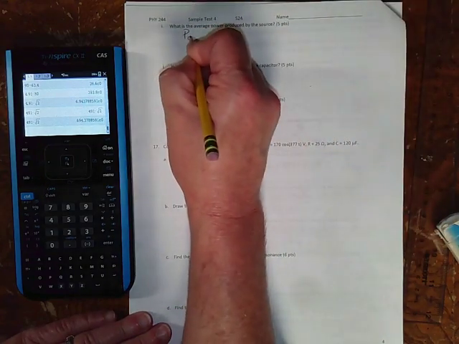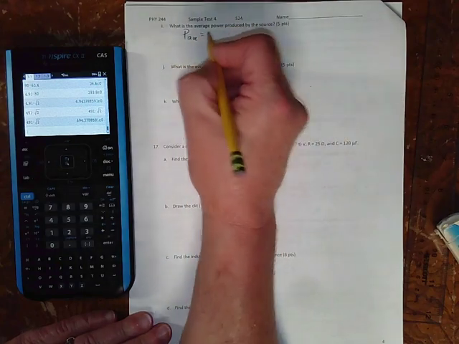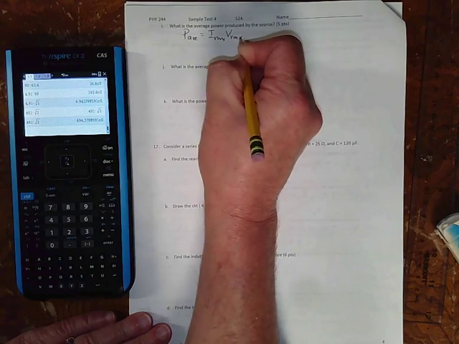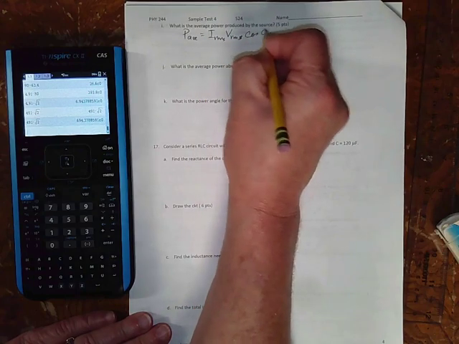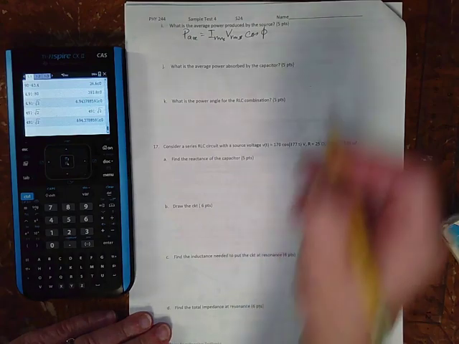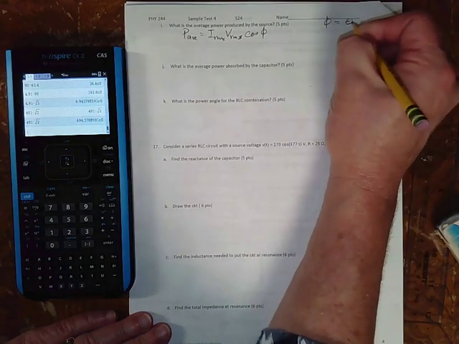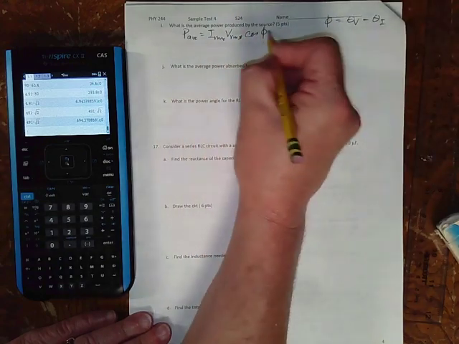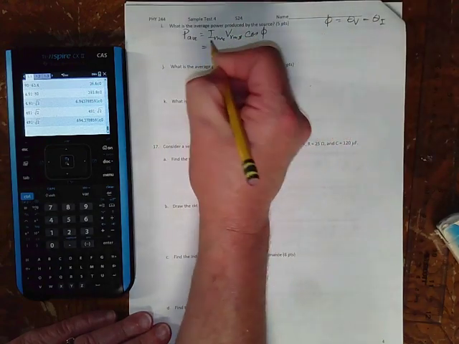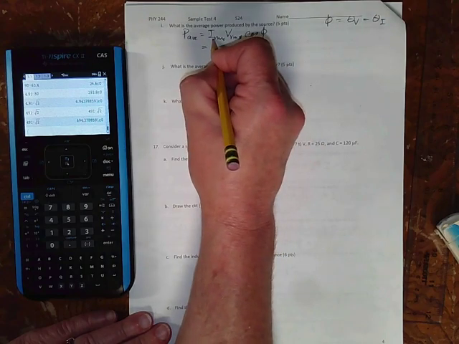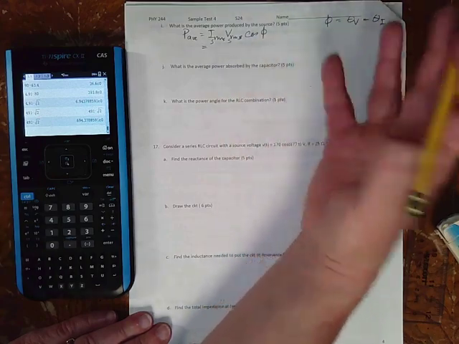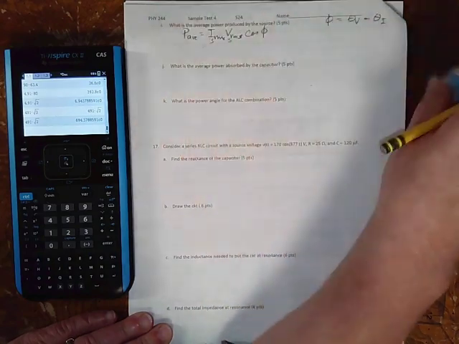But we can say P average is, in general, I RMS, V RMS, cosine phi, the power angle. Which phi is the angle of the voltage that we're talking about minus the angle of the current we're talking about. In this case, we already have calculated phi, and this would be for the source, which is the only current we have, and the source voltage and the phase angle of the total load, or the angle between the source voltage and current.